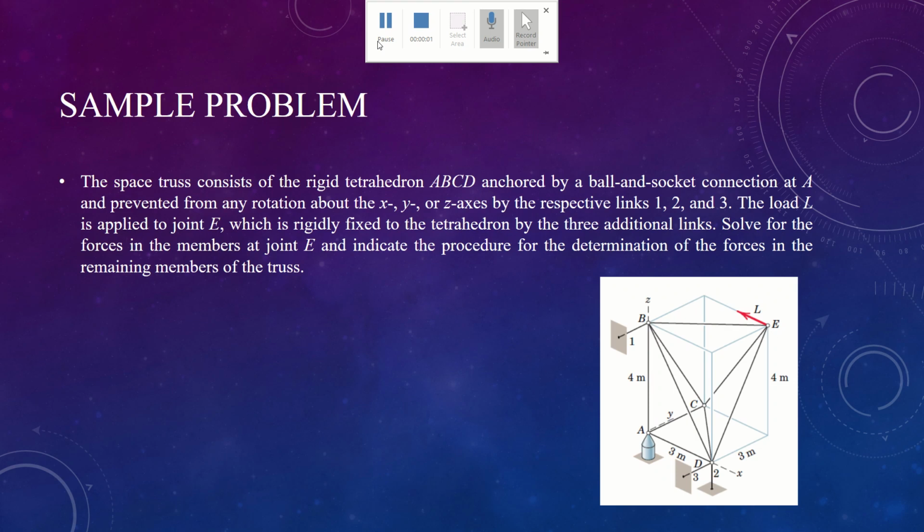Now for space truss we are going to look at a simple problem. It is a problem for oblique 5 in your books by my Page, 9th edition.